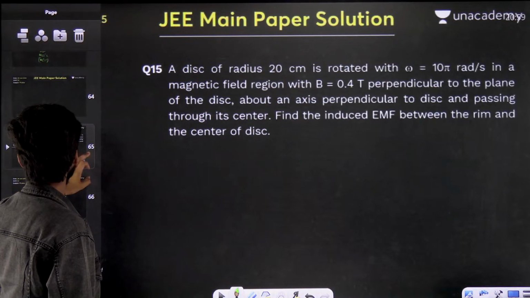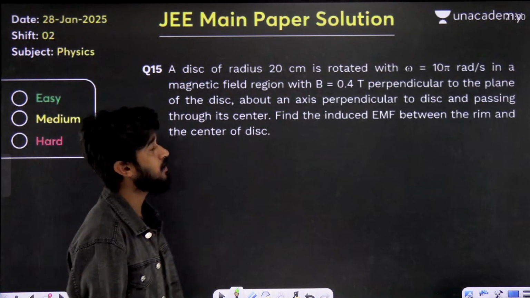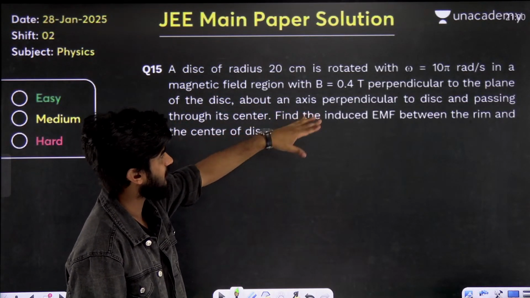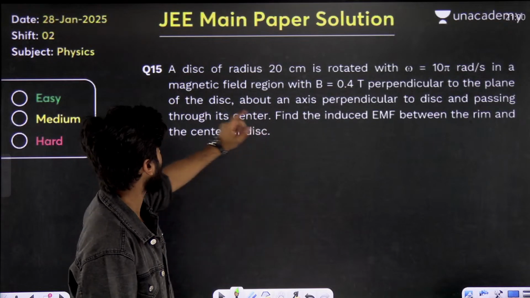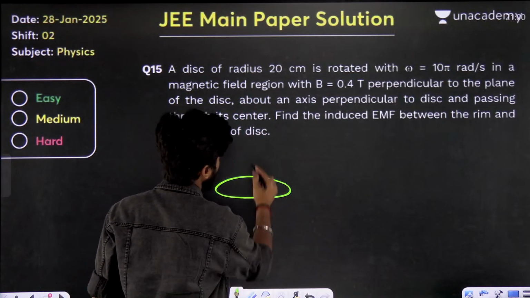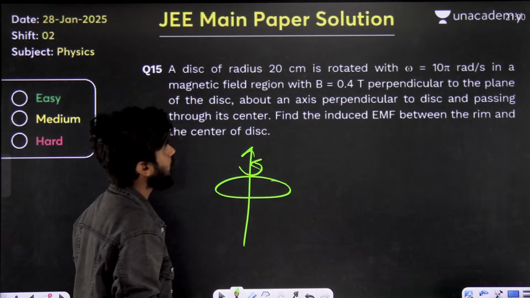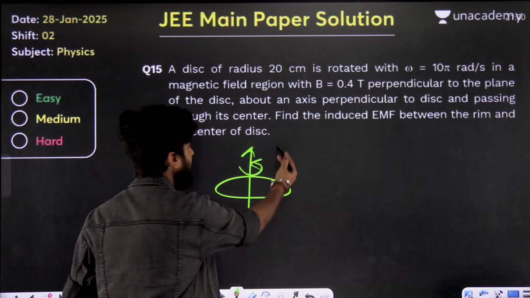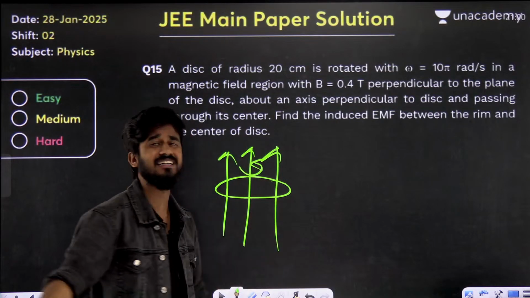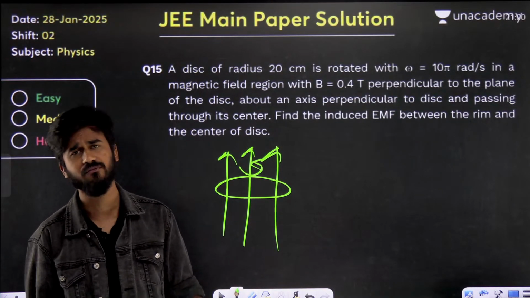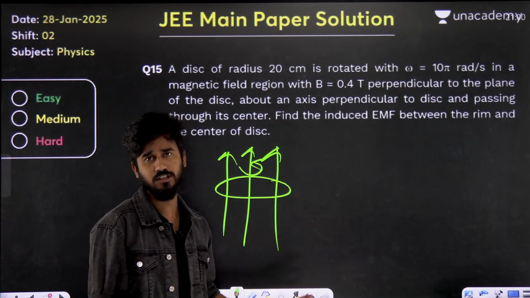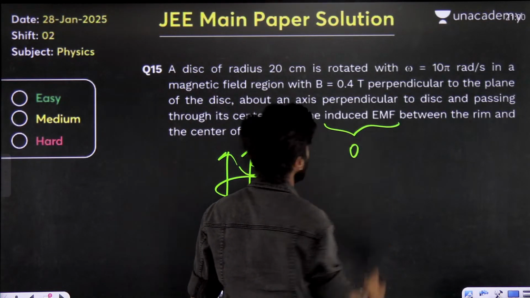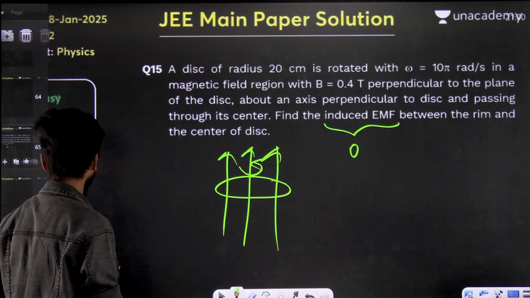Next question is from induced EMF, like EMI. Okay, so it is saying a disk of radius is rotating with this, magnetic field is this, perpendicular to the plane of the disk, means disk is like this and magnetic field is like this, and it is rotating, passing through the center. Find the induced EMF between the rim and the center. If the magnetic field is also like this, it means it is not cutting the magnetic field lines, it is just rotating in the same magnetic field. It means flux is not changing. If flux is not changing, induced EMF is zero. That's it. Okay, next question.